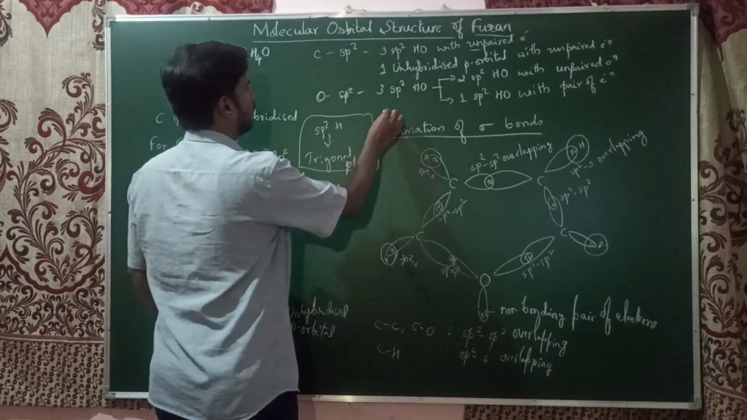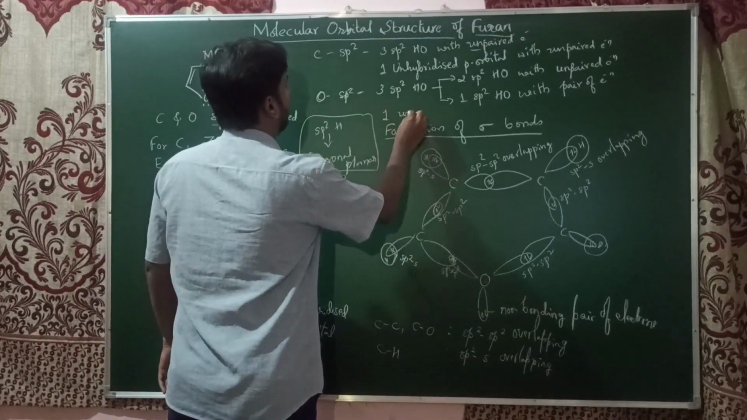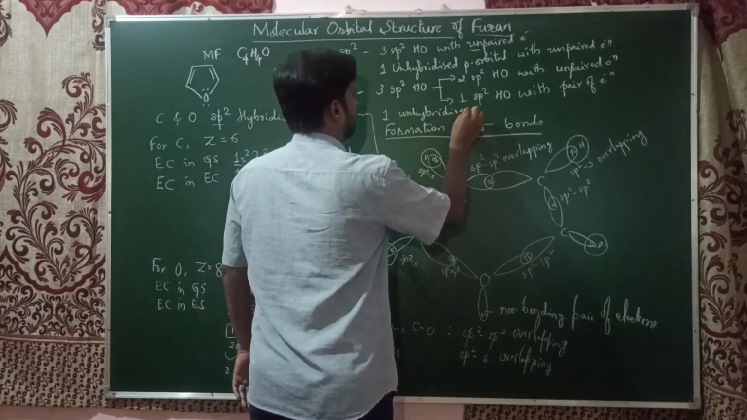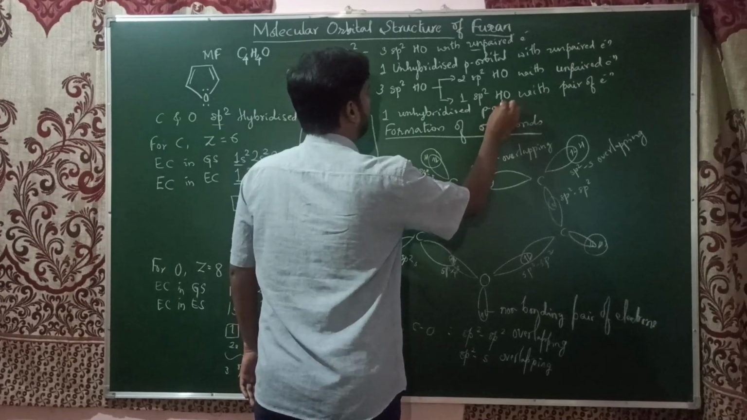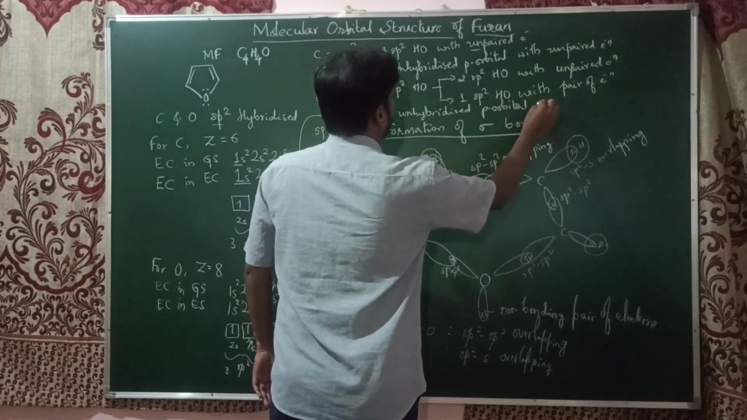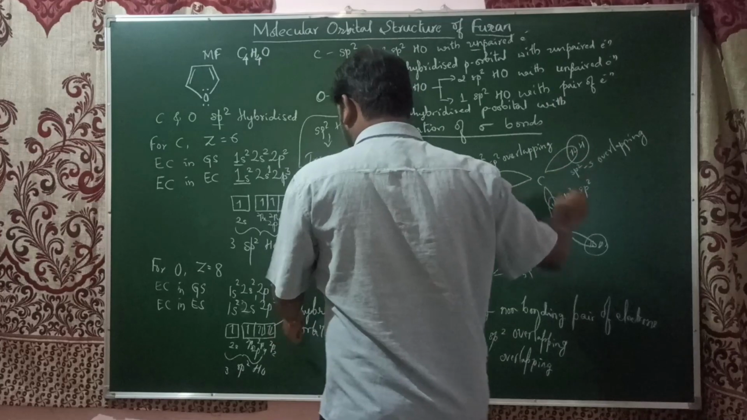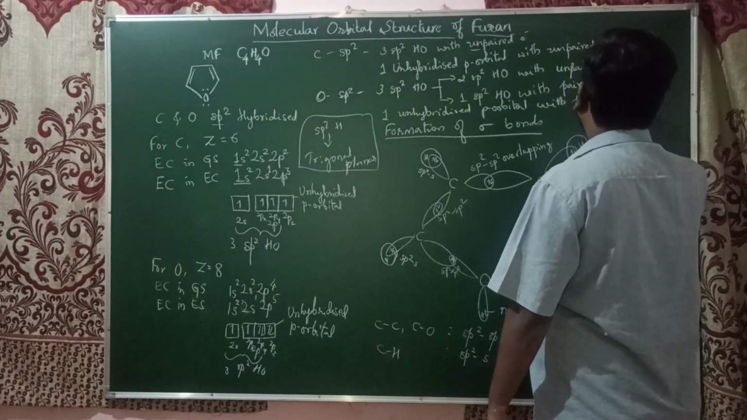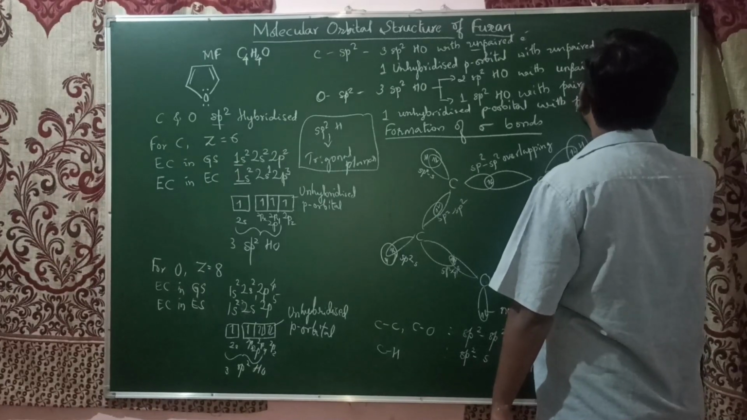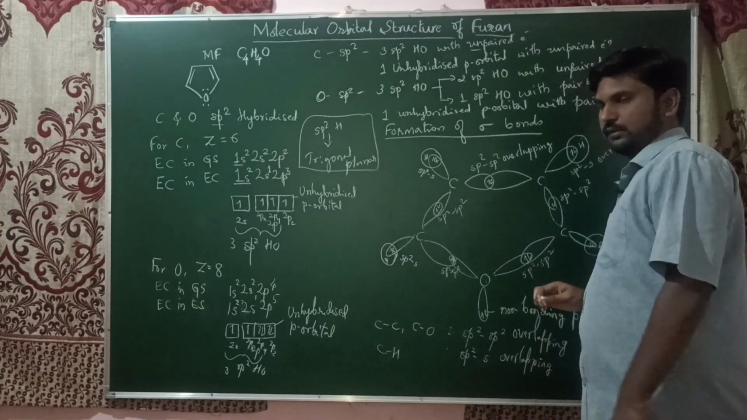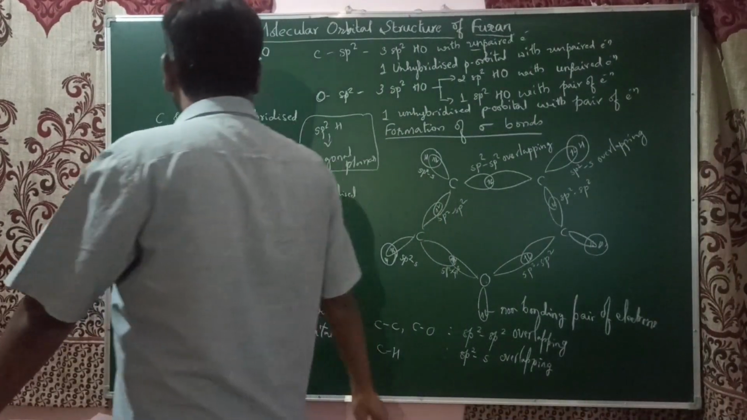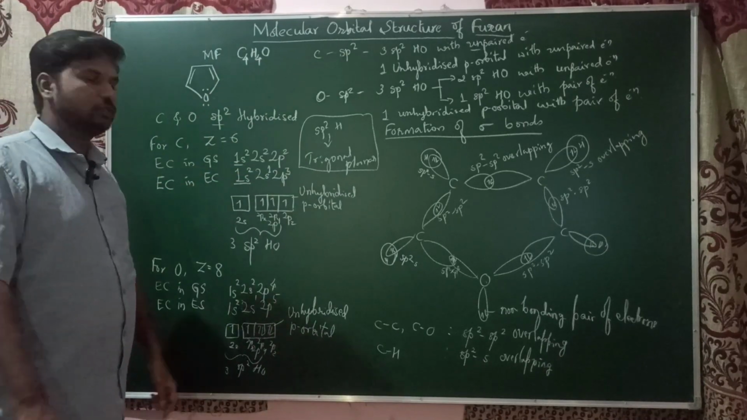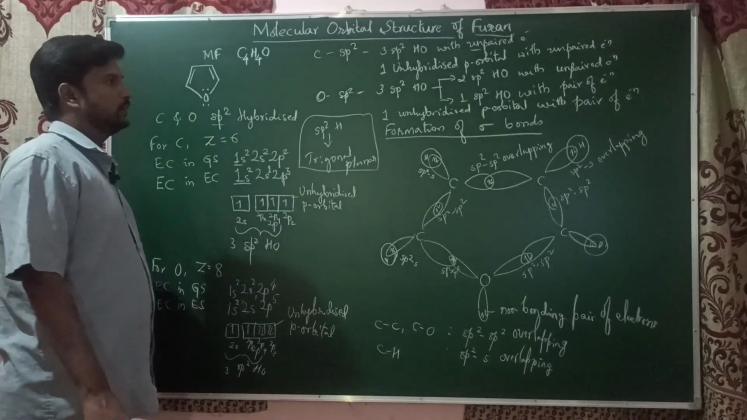I'll write it here now. One unhybridized p orbital is also present in oxygen, and that is also with a pair of electrons. I think I forgot to write it here when I was talking about this. Please mention it. Okay, you can now take a screenshot of this because it is very important. Even if you write this much, you will definitely get full marks.